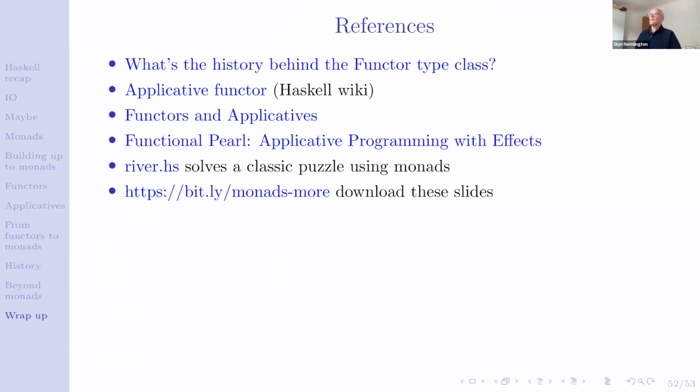Okay, so I've got some references there, which you can click on at your leisure. Some bit of history of functors and applicative functors. Then there's how functors and applicatives fit together. There's a thing called the Functional Pearl. The Functional Pearls are articles on functional programming, and this is where applicative came in, "Applicative Programming with Effects". That's that paper, I believe.